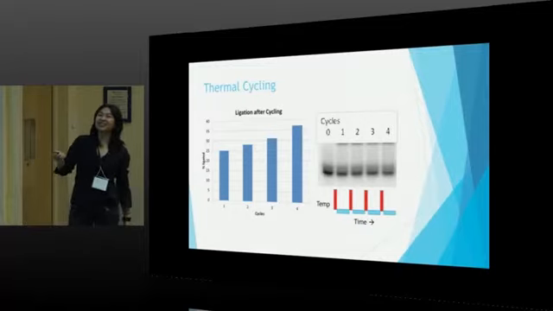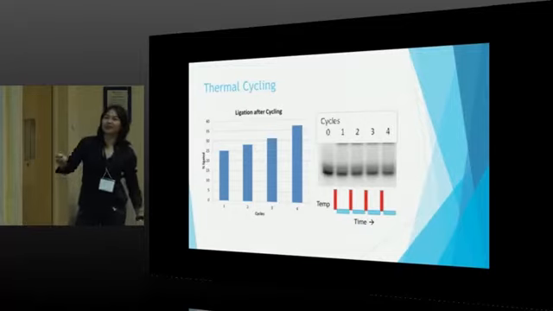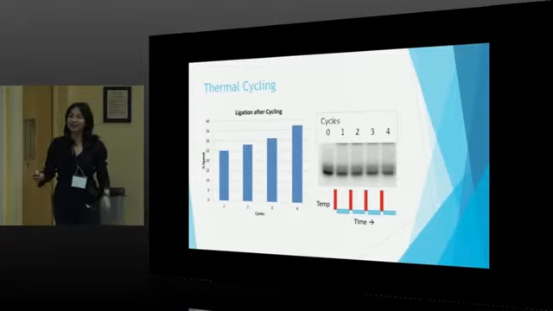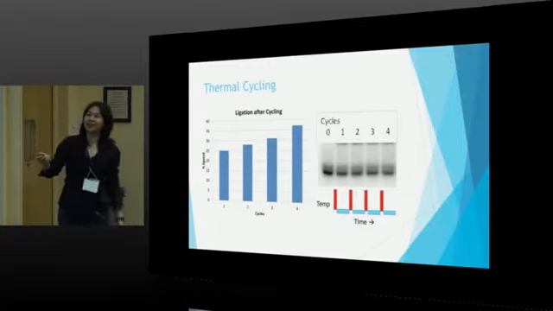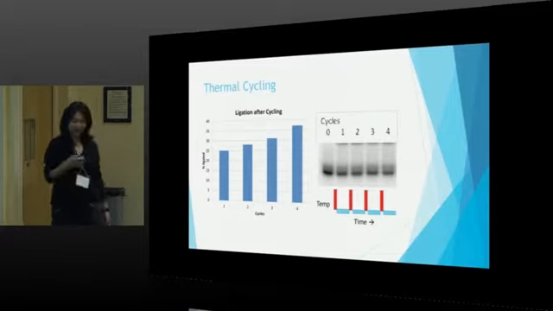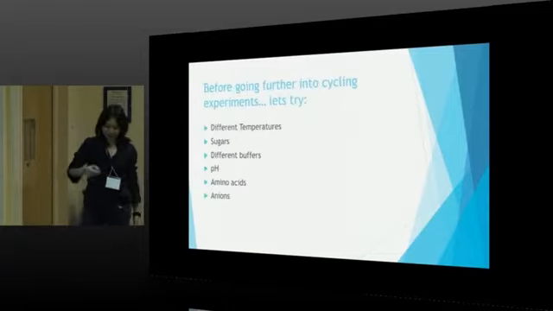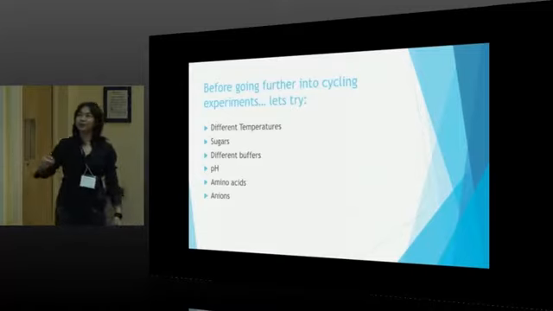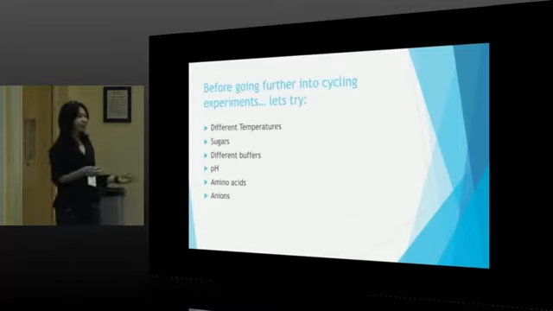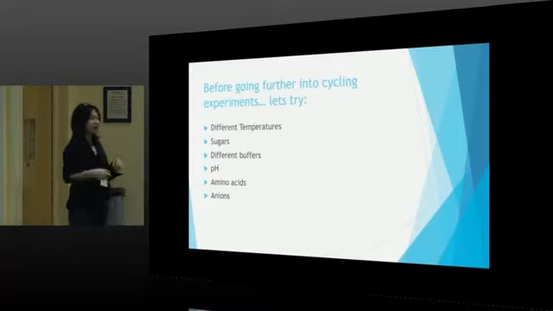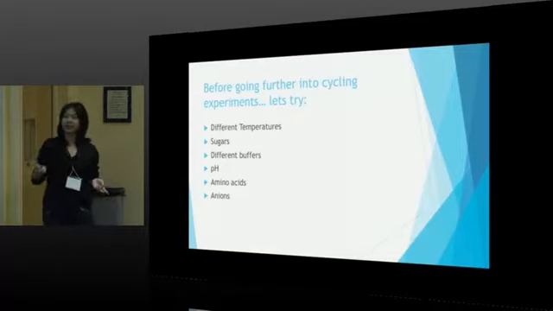So our base yield, what we started out with, is 25%, but with each additional cycle, so basically each additional day, we should get more and more ligated product. So we thought this was a great start, but before going further into cycling experiments, we wanted to try increasing that base yield, that 25%.